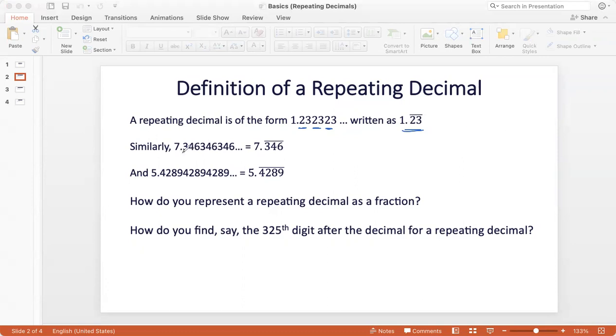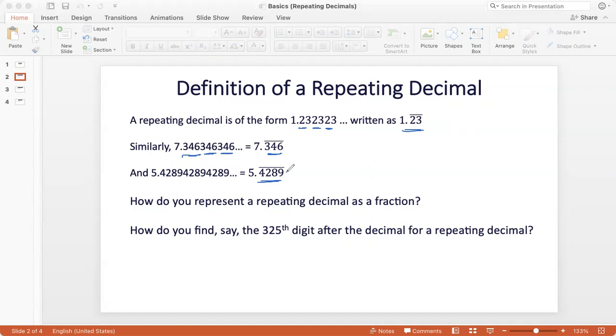If you have something like 7.346346 getting repeated, then you put a bar over 346. Similarly, if you have a 4-digit stack that gets repeated, you put a bar over that.